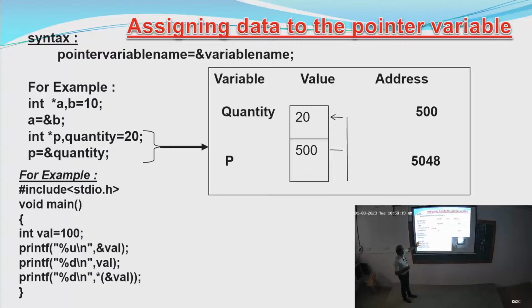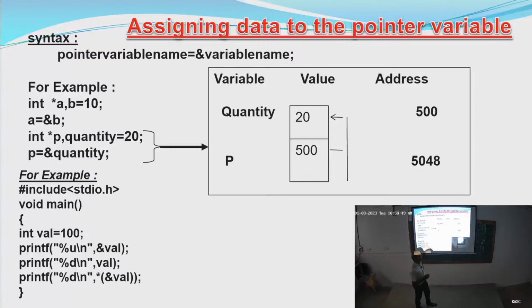The value will be assigned as 100, and with %u, the unsigned value will be printed, and the value will be printed again. Then with star p, p is the address value, and the star gets the actual value stored at that address. Here we use an extra star. The output will be some address value like 2 3 4 5 6, then 100 and 100. That is the output.